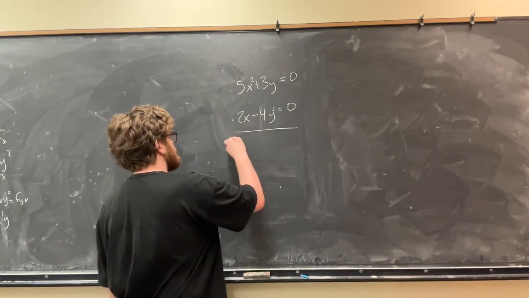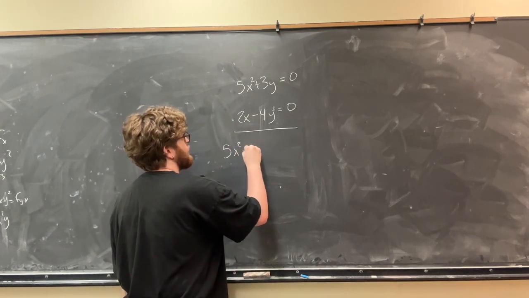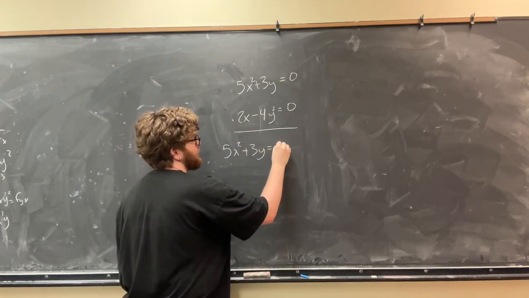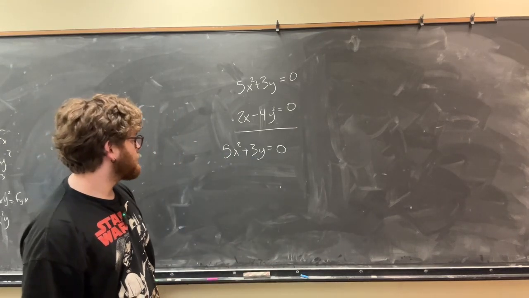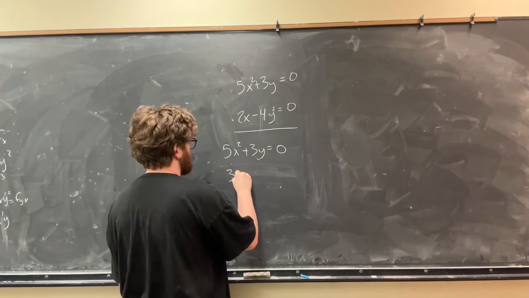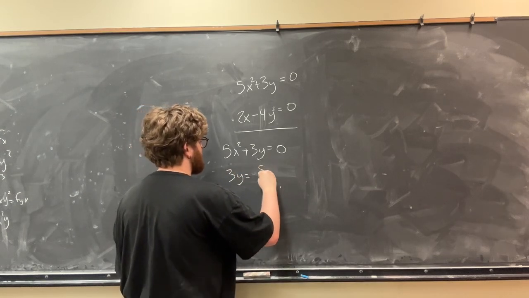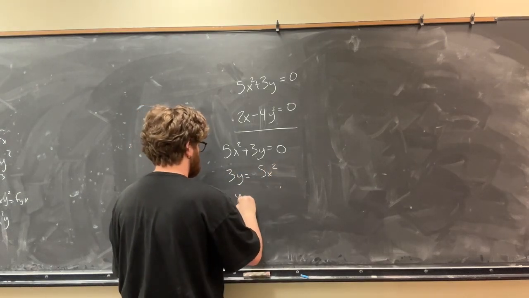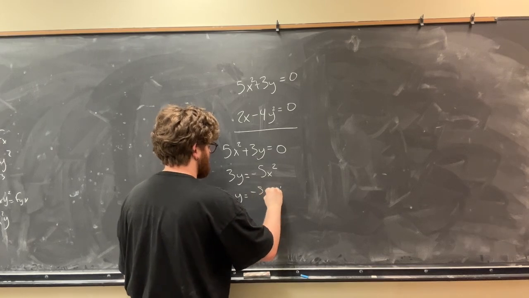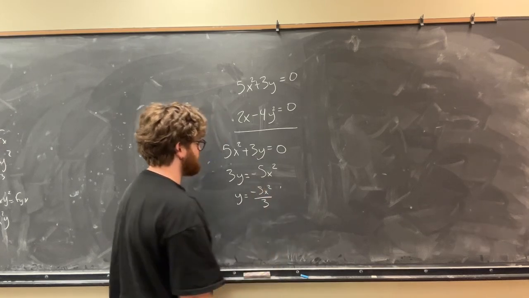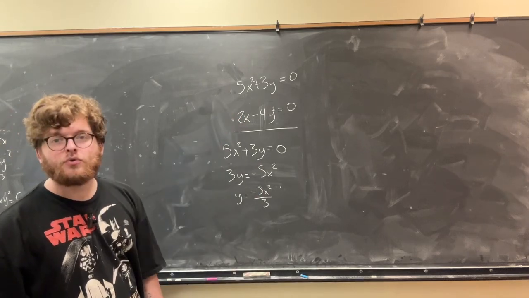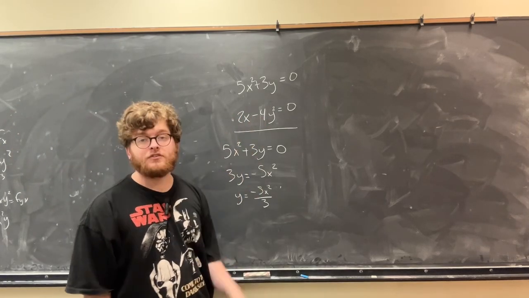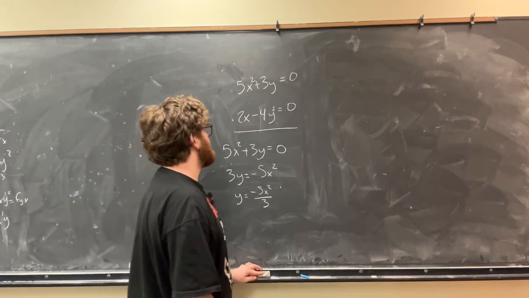For example, this one, 5x squared plus 3y equals 0, I can solve this for y in terms of x. So I get 3y equals minus 5x squared, or y equals minus 5x squared over 3. What do I do with this, though? Well, I can plug it into the other equation, and it'll pop out an answer for x. So let me do that.